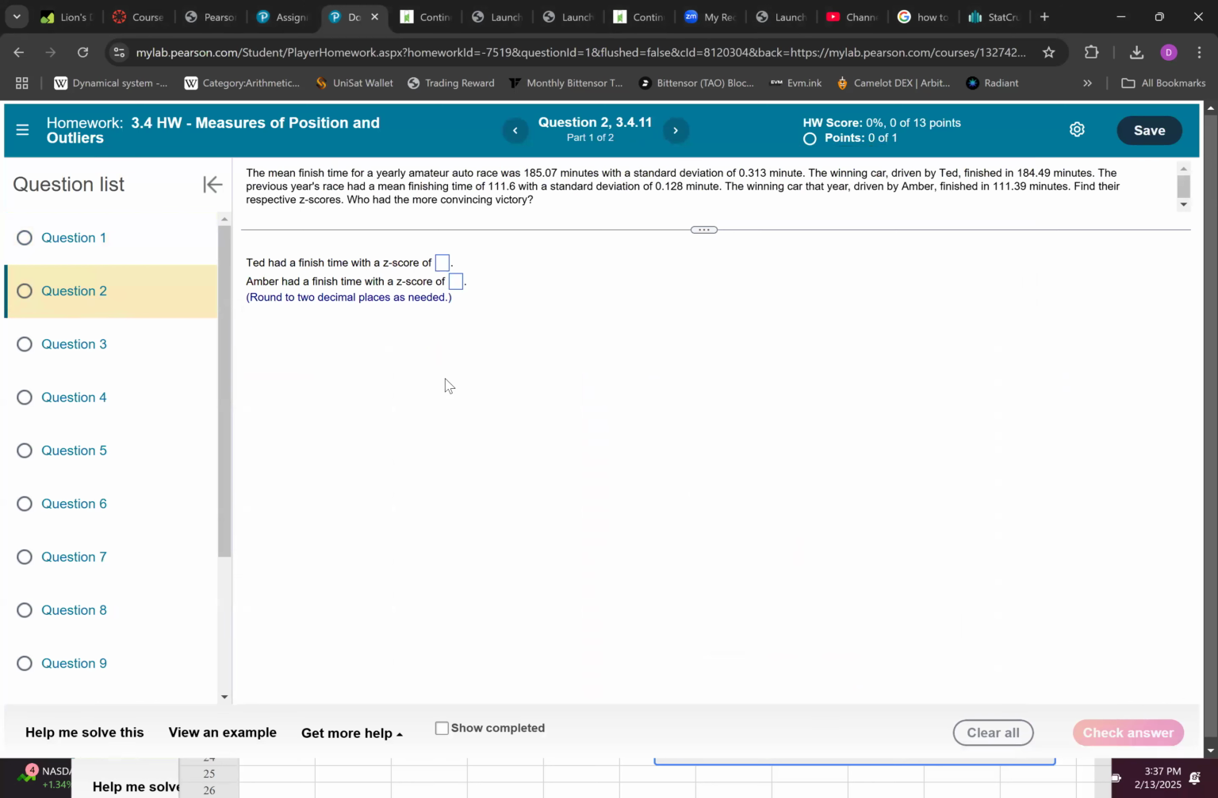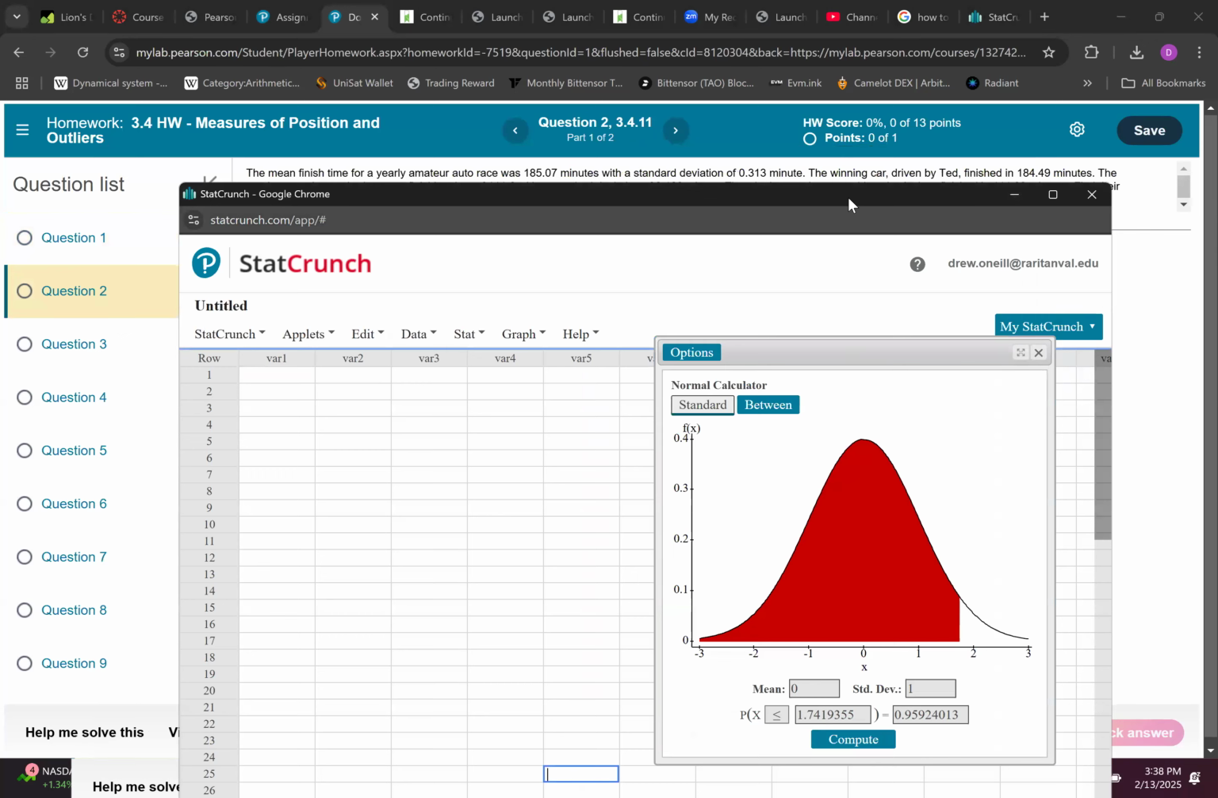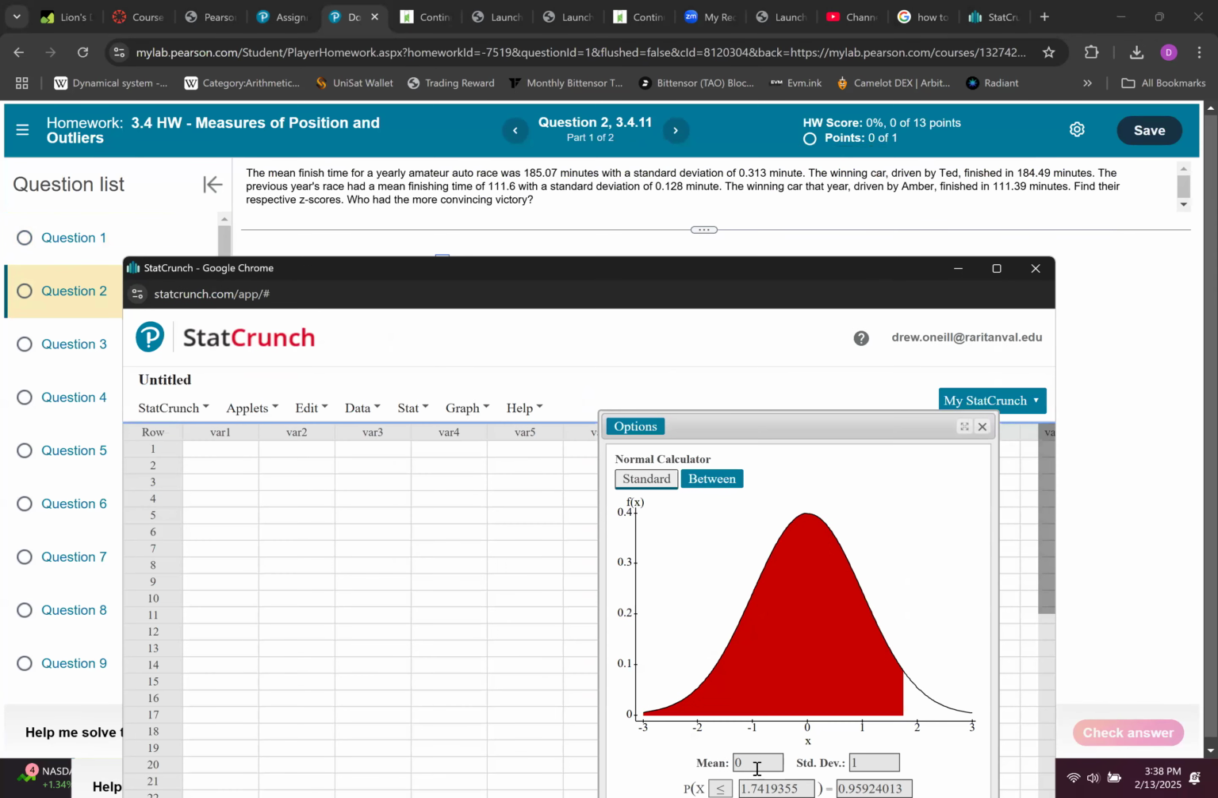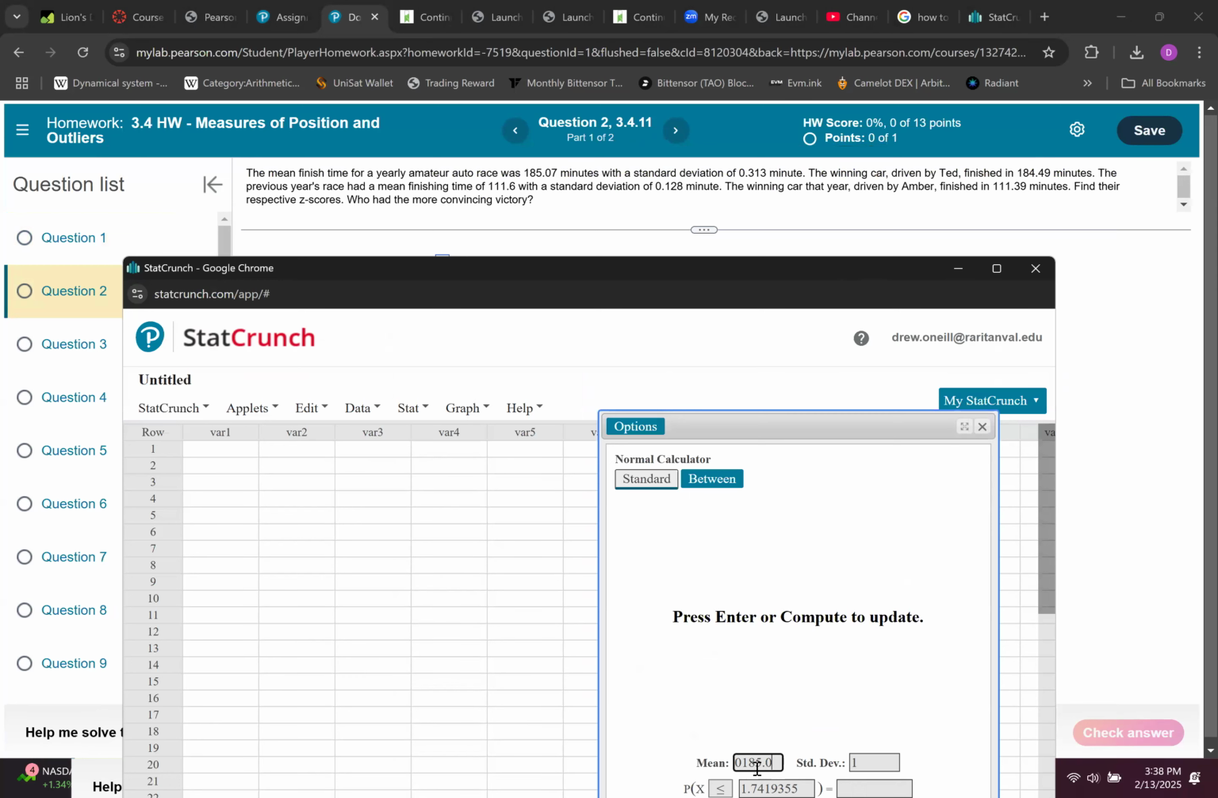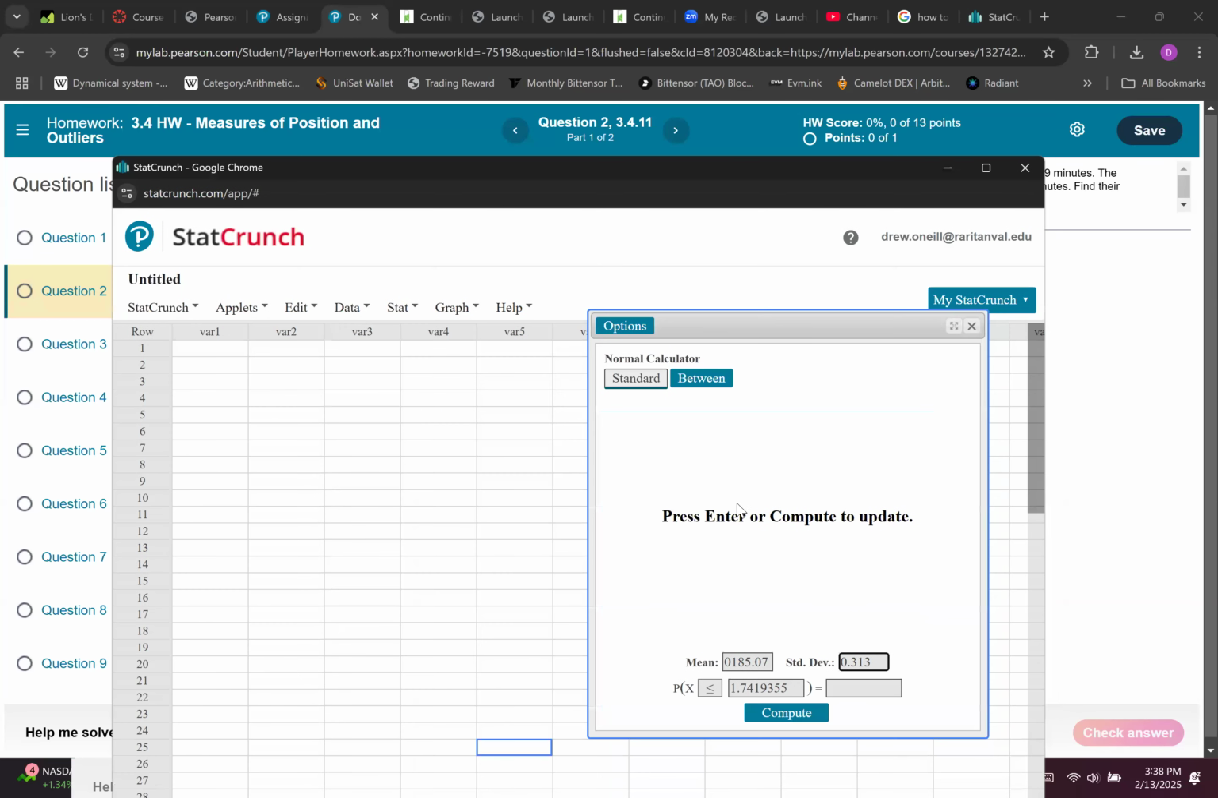These are all not too bad, right? So they're asking for Ted's z-score. All that's saying is: what's the mean? What's the standard deviation? We're given that. The mean is 185.07. We don't round, we just put the whole thing. Standard deviation is 0.313. Nope, we're at 10. And Ted finished with a 184.49.